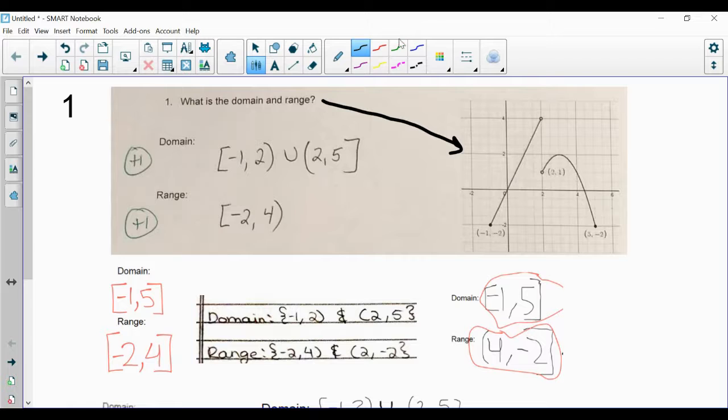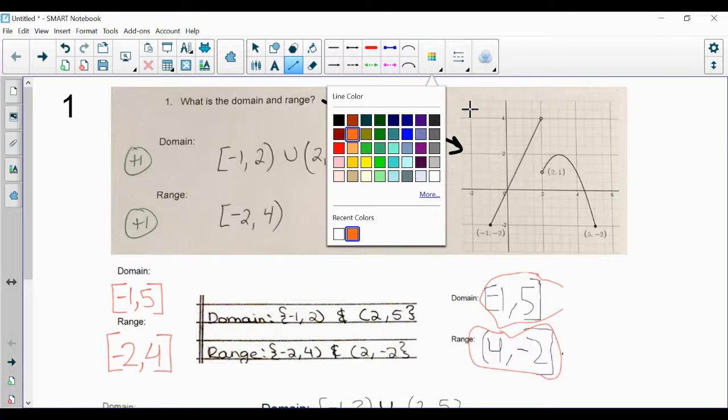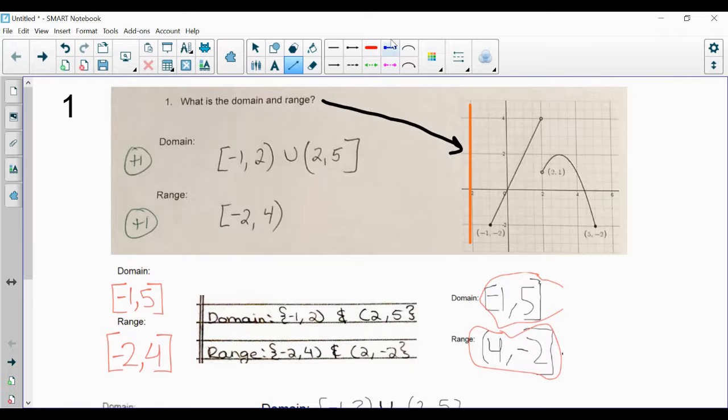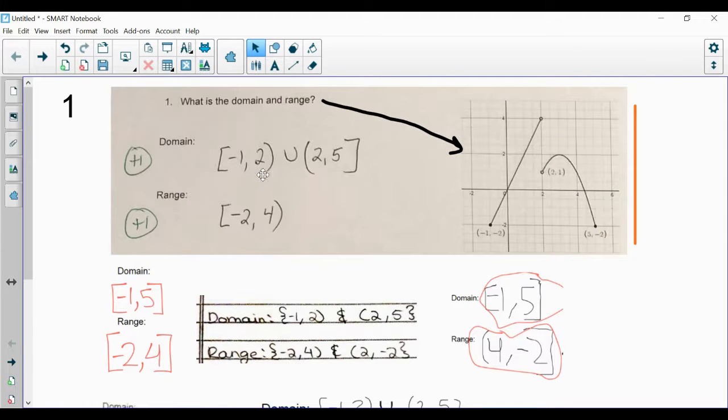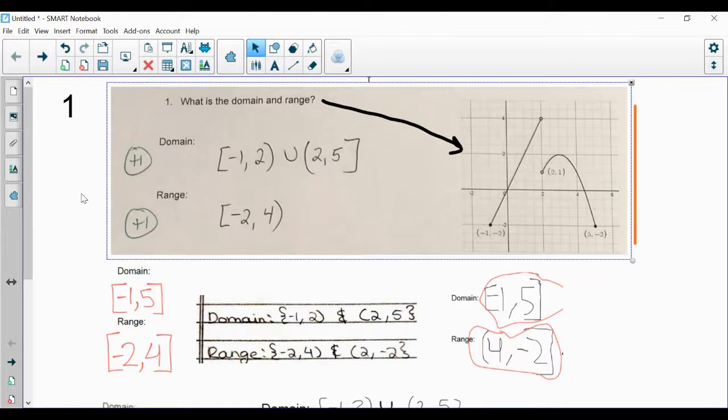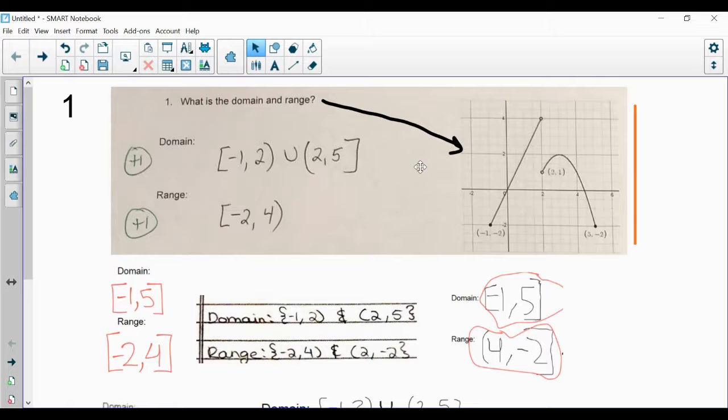The domain is all of the values that, if I have some sort of vertical line, get hit, all of the x values. So notice -1 all the way through 2, but then 2 doesn't get hit, and then from 2 to 5. So -1 to 2 and 2 to 5. Notice that 2 has a parentheses because it's not in the domain, it's not getting hit by this line. -1 and 5 are in brackets.